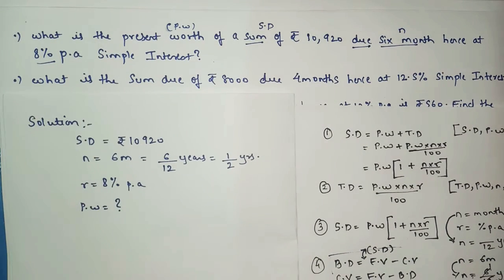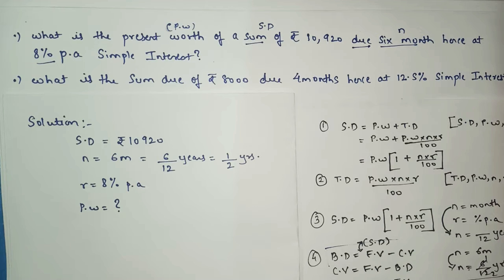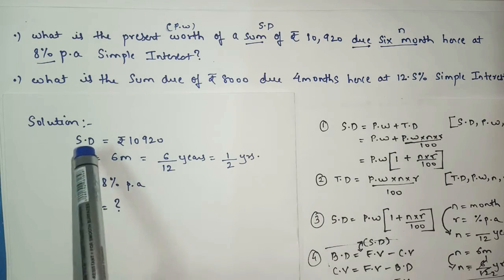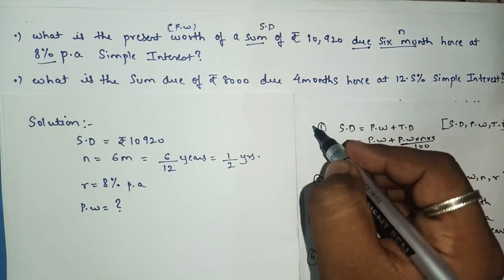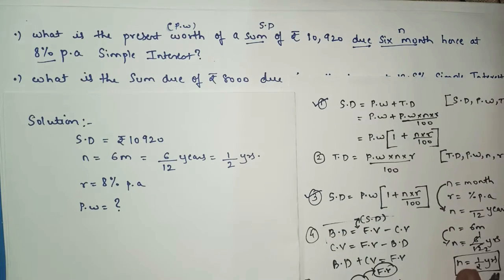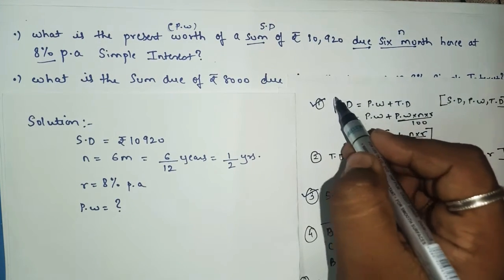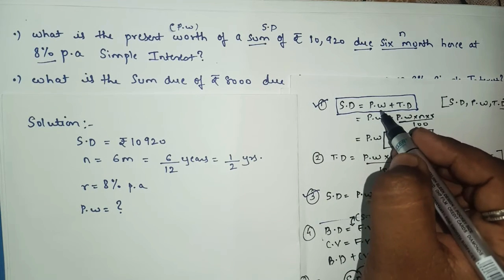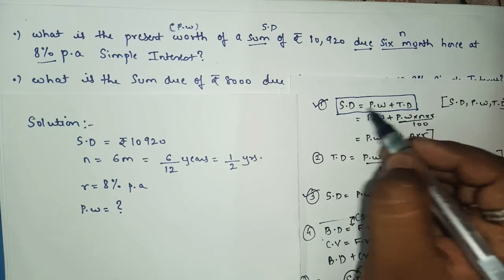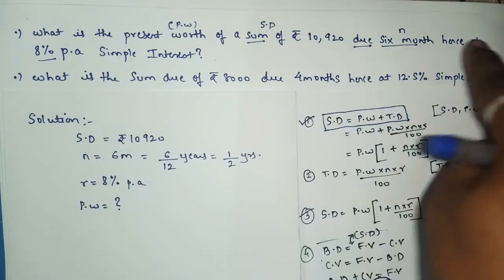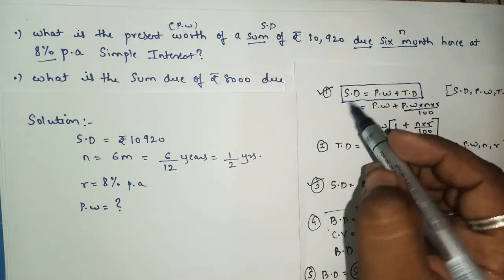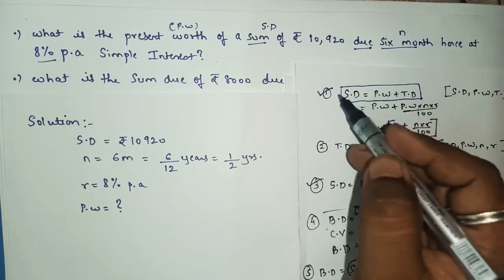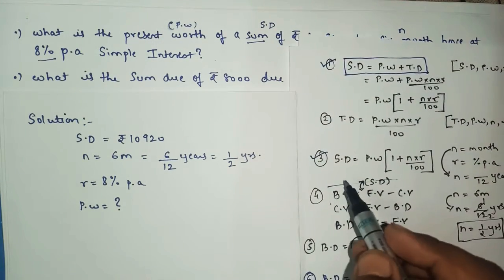Now we simply have to guess which formula we have to apply. Suppose for SD is given. Here we have SD and here we have SD, yes or no? If we apply this formula, common sense says we require the value of SD and TD, as we have to find PW. Can you see TD anywhere in the question? Is it given? No. So if we apply this formula, it will be incorrect.